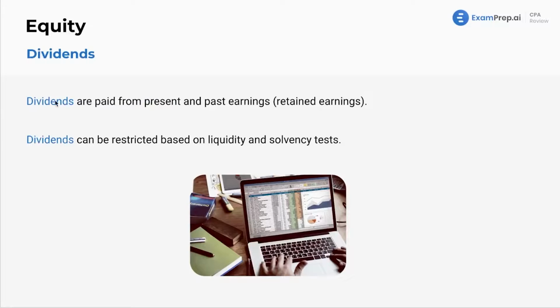Dividends. So dividends are paid from present and past earnings. Well, where are present and past earnings, present and past net income stored? They are stored in retained earnings. Boom, that's what they're paid from. Dividends can be restricted based on liquidity and solvency tests.